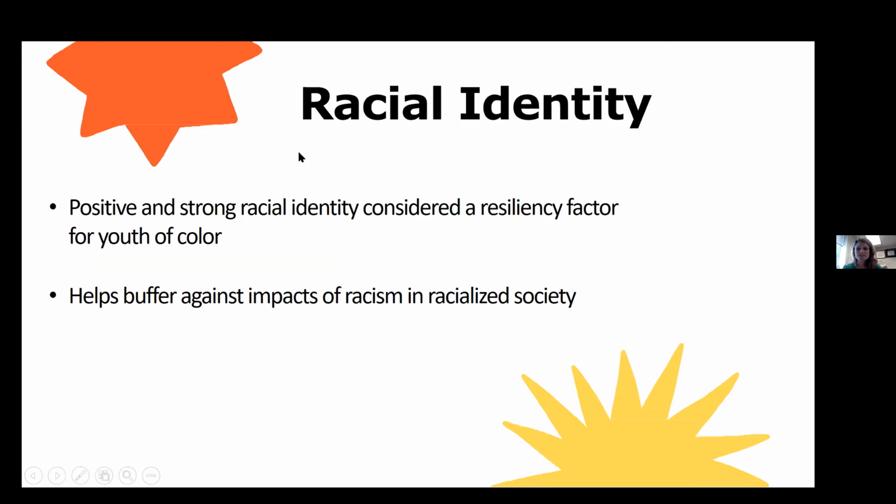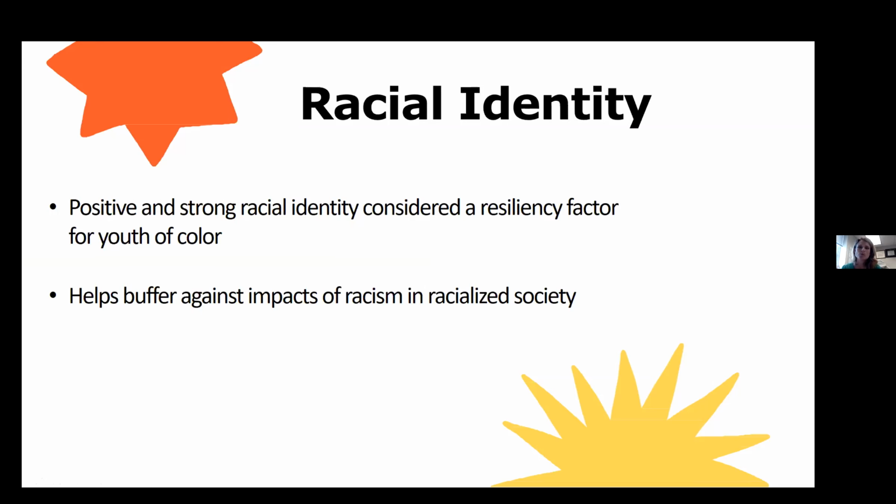A lot of the research on racial identity in general is more focused on youth of color, people of color, specifically around the development of Black Americans. And what they find is that a positive and strong racial identity is really a resiliency factor.